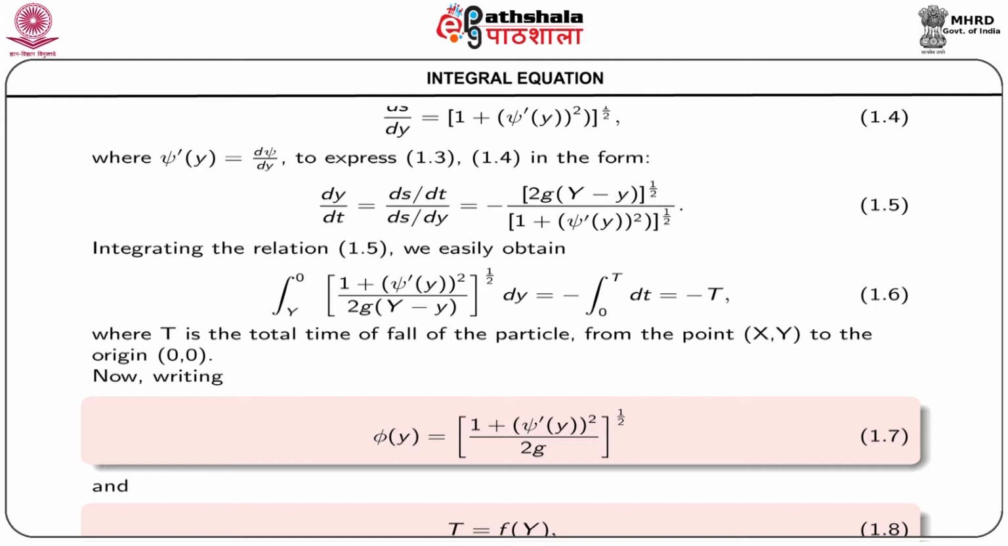Now we know the well-known formula of calculating the arc length, ds/dy equal to (1 plus psi dash y whole squared) to the power half. Here psi dash y denotes the derivative of psi with respect to y. Now using ds/dy as given by equation 1.4 and ds/dt as given by equation 1.3, we can write dy/dt in the form given by equation 1.5. Now integrating dy/dt, we get the relation as given in equation 1.6.